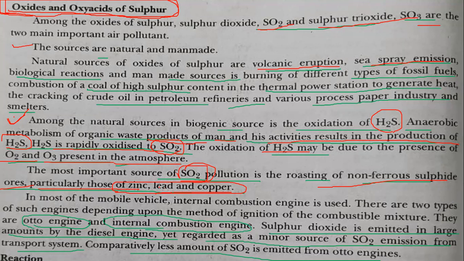In most mobile vehicles, internal combustion engines are used. Engines are of two types, one is the auto engine and the other is the internal combustion engine. Sulfur dioxide is emitted in large amount by the diesel engine. Yet it is regarded as a minor source of SO2 emission from the transport system. It is not in very large amounts from the transport system, but still in some amount SO2 is liberated from diesel engines. Comparatively less SO2 is emitted from the auto engine.